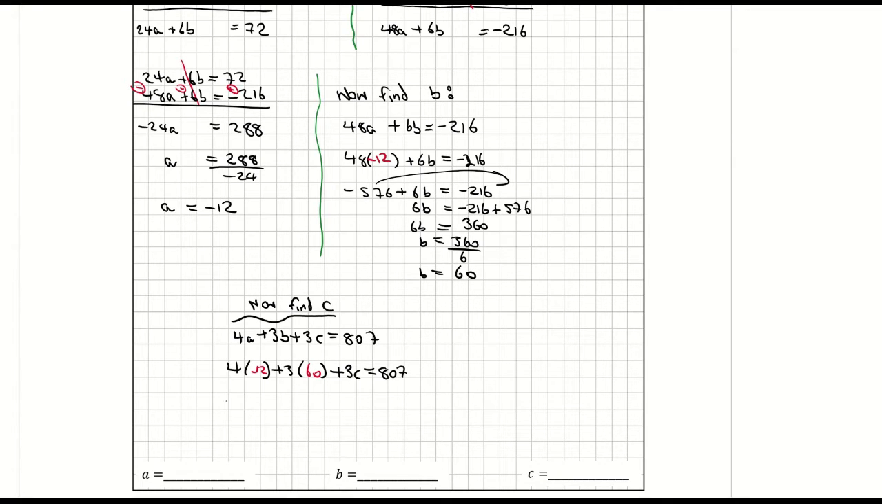So 4 times minus 12 is minus 48. 3 times 60 is 180, plus 3c is equal to 807. So that gives me 3c is equal to 807 minus 132. So 3c is equal to 675. So c is equal to 675 divided by 3, which is equal to 225. So c is 225, b is 60, a is negative 12. And that's question 2 done.